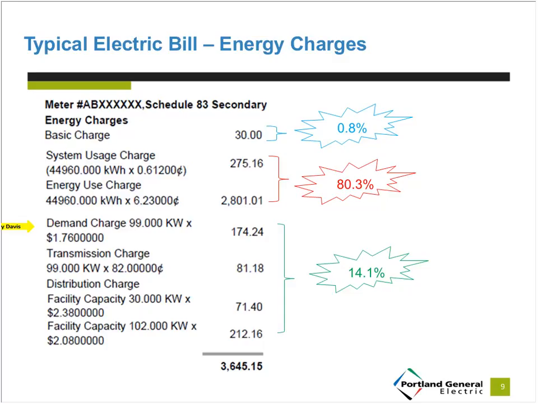And then there are some additional charges, such as the transmission charge and the distribution charge. These are all charges that are approved by the Oregon Public Utilities Commission. I just want to say we're not haphazardly throwing charges onto your bill, but all of these charges add up to the energy charge that is applied to your bill every month.